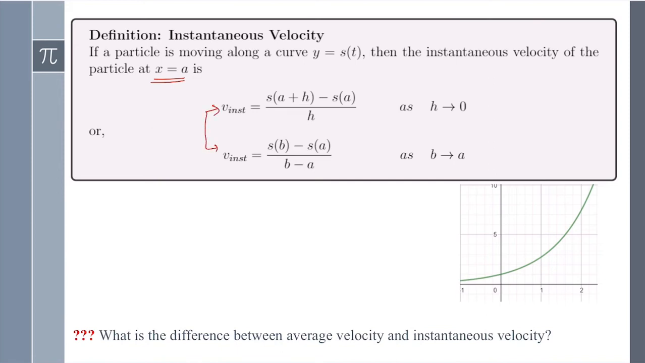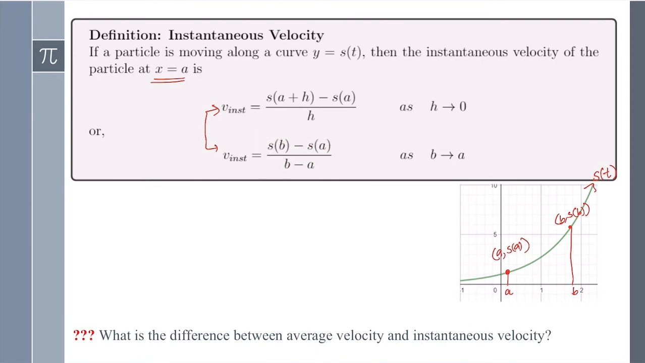I'll just show you why they are equivalent. Let's say this graph represents the graph of the function s of t, and let's say this is a. Here we have b, and this point here is a comma s of a, and this point here is b comma s of b. Now if you look over here, this just looks like the formula for average velocity.